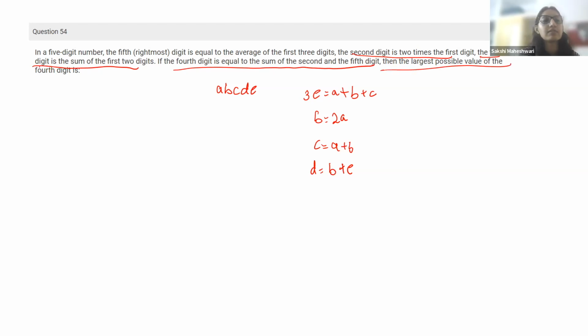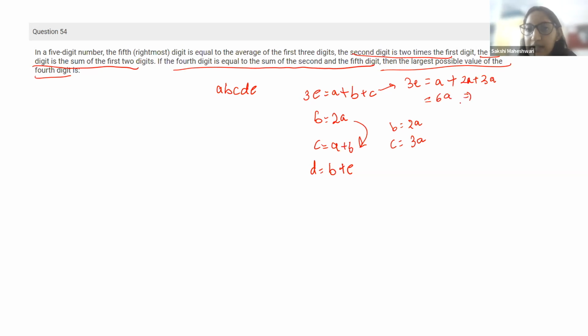Largest possible value of fourth digit. Okay. So C, now just put it in this equation. C is equal to 3A, B is equal to 2A. And see, in this equation, E is equal to A plus 2A plus 3A. This gives me 6A. Here D is equal to 2A plus 6A.